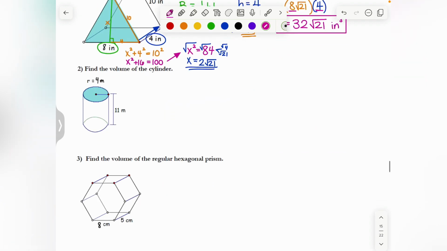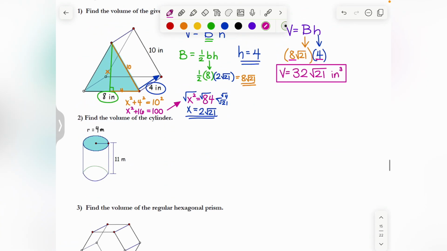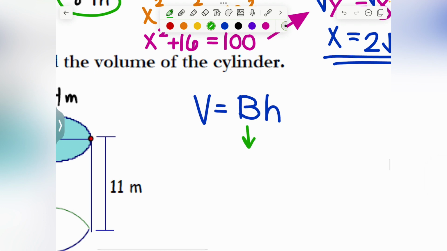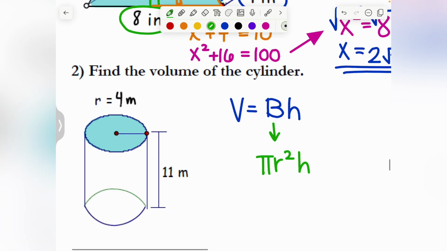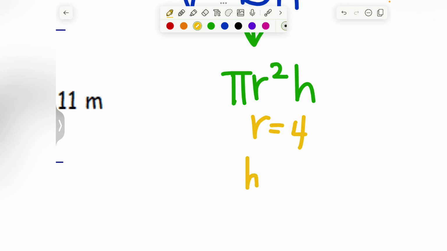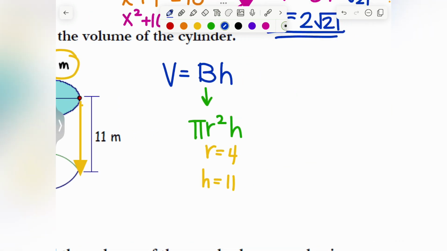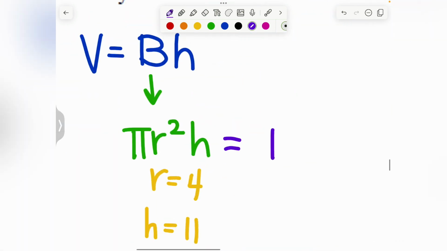All right, let's move on to number 2. So this is a cylinder. So it still is the area of the base times the height. But remember that the area of the base is pi r squared. So we actually already know the radius. They gave it to us. It's 4. And we know the height of the prism, which is base to base, circle to circle, is 11. So I actually have everything I need to find this answer.